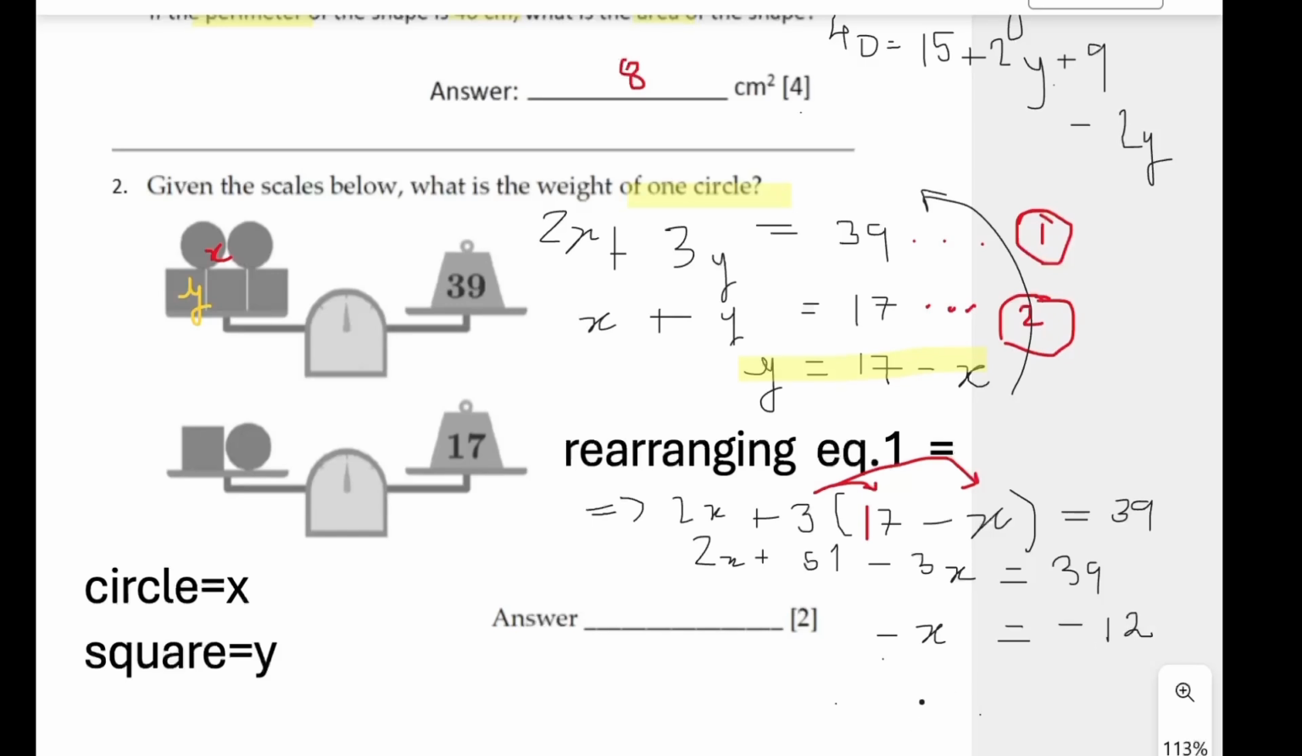We can just multiply both sides by -1. We get x is equal to 12. There are no units here, so our answer we can put down as 12.